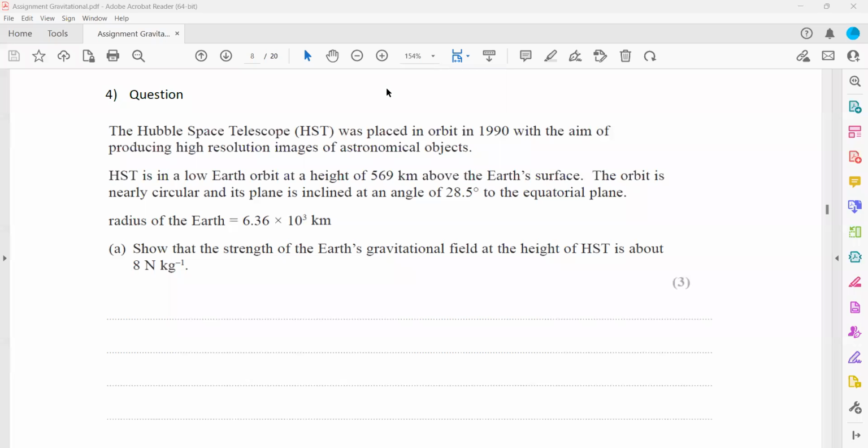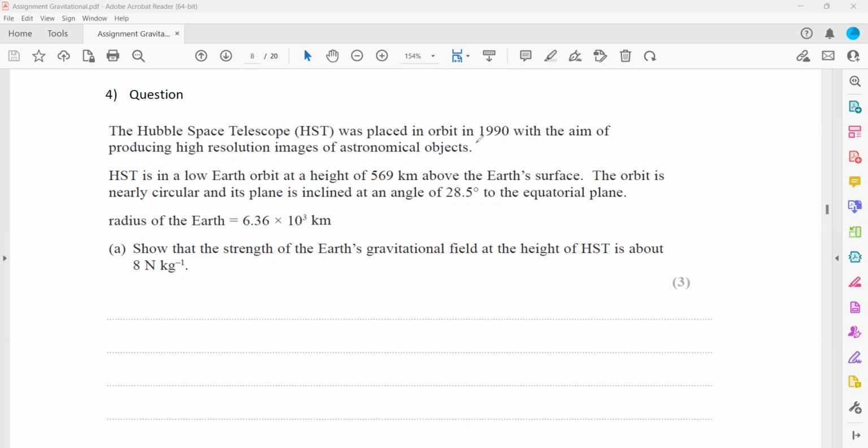This assignment is related to the gravitational field, or gravity. In question 4, the Hubble Space Telescope, which is HST, was placed in an orbit in 1990 with an aim to produce a high resolution image of astronomical objects. HST is in a low Earth orbit at a height of about 269 kilometers above the Earth's surface. The orbit is nearly circular and its plane is inclined at an angle of 28.5 to the equatorial plane.